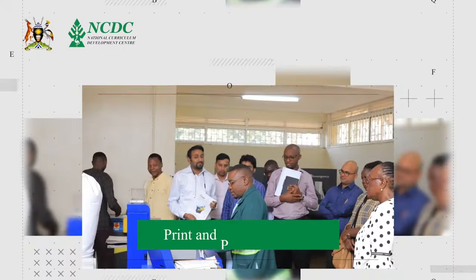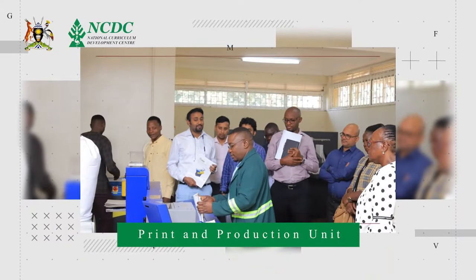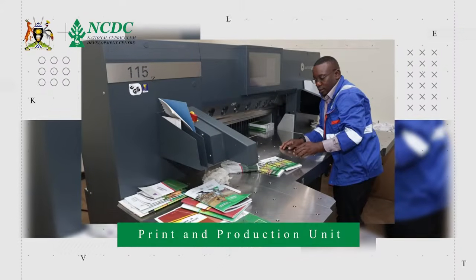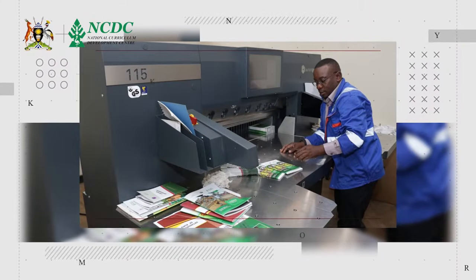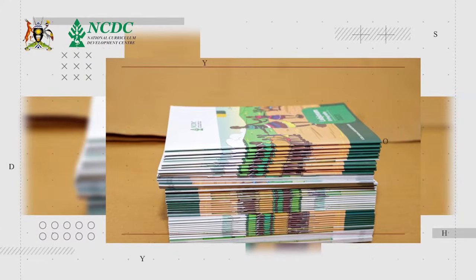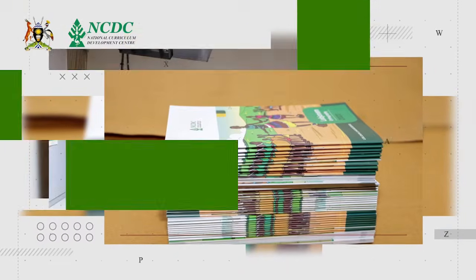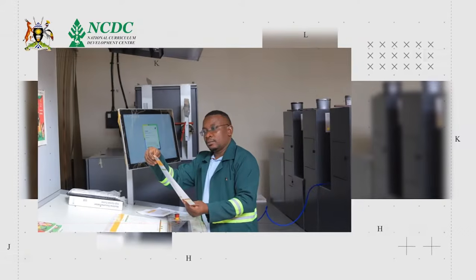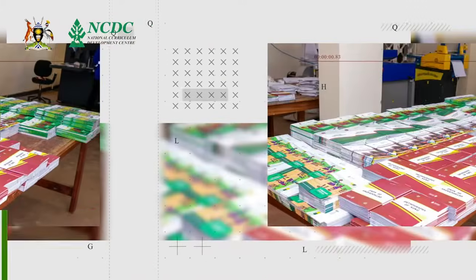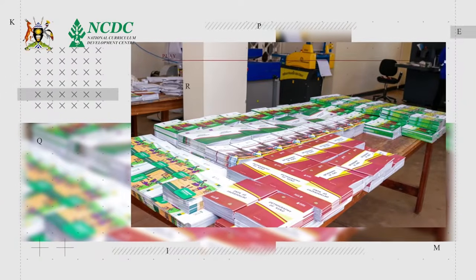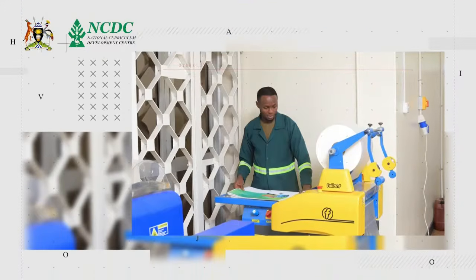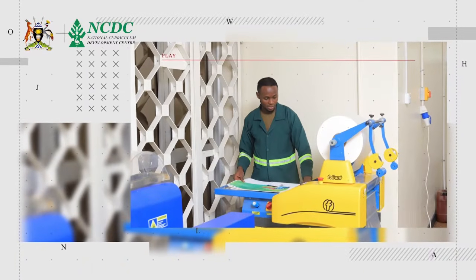Behind every curriculum-related document lies the expertise of our print and production unit. The unit operates a state-of-the-art printing press capable of delivering high-quality printing and publishing services. By producing materials in-house, NCDC reduces costs and strengthens institutional sustainability while ensuring timely availability of curriculum resources. We print all curriculum-related materials, including textbooks, readers, and teachers' guides, supporting effective implementation across the education sector.